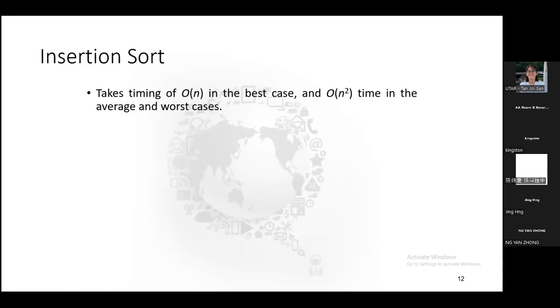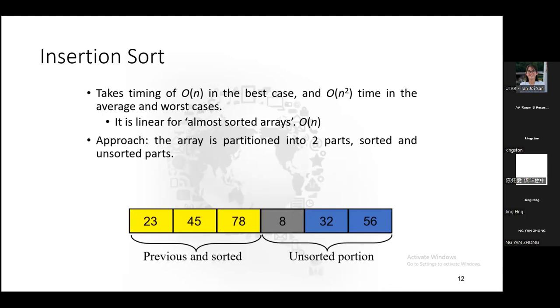Okay, next we're going to look into insertion sort. Insertion sort takes O(n) time in the best case and O(n squared) time in the average and worst cases. If it is almost sorted, meaning it is almost linear, then it would be O(n). The big O notation will be O(n).